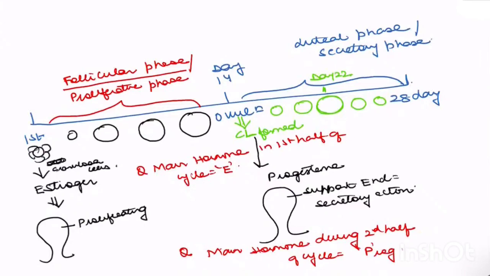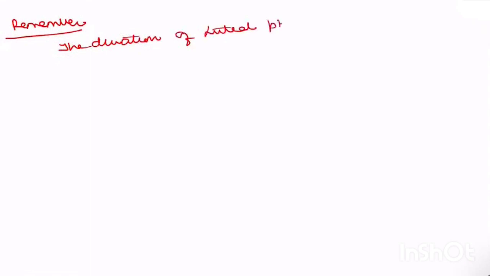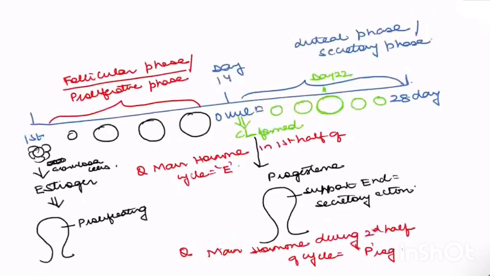Yes? Now, remember the duration of luteal phase of the cycle. The duration of luteal phase of the cycle is fixed and it is 14 days. So I'll tell you again, someone has asked me to repeat. Quickly, I will repeat. First half of the cycle में main hormone is estrogen और जो भी हो रहा है, it is happening to the follicle in the first half.